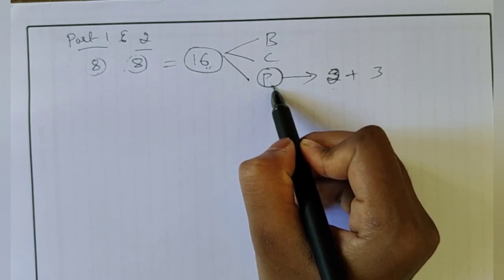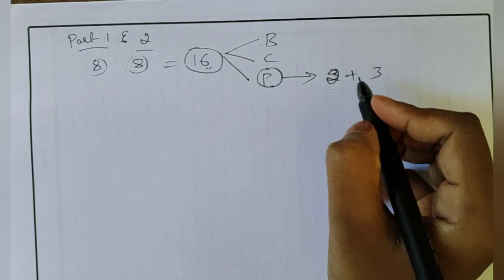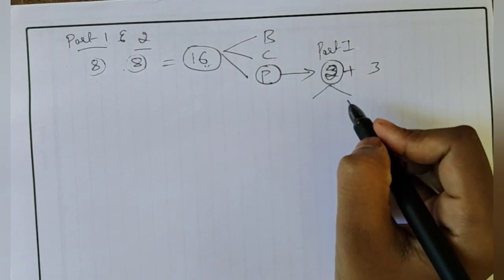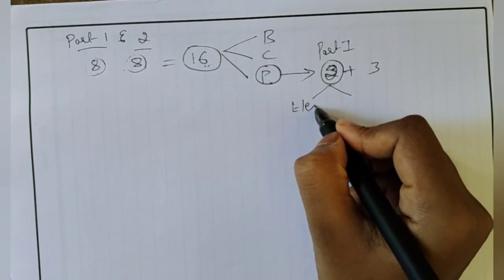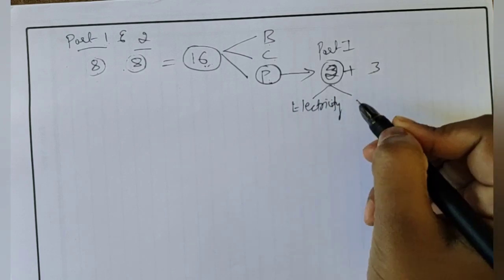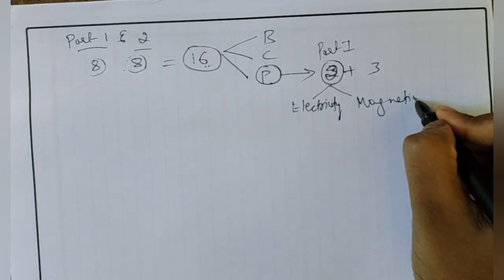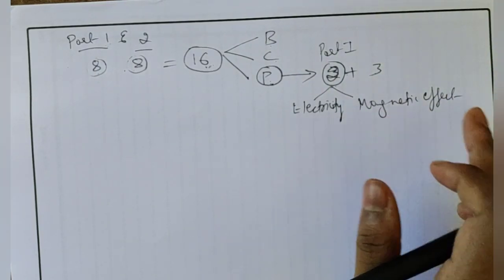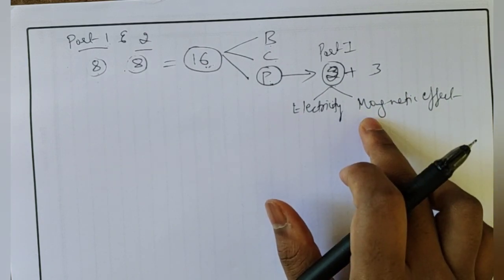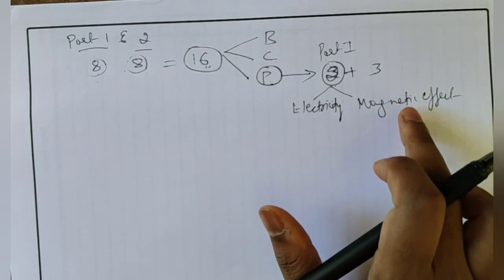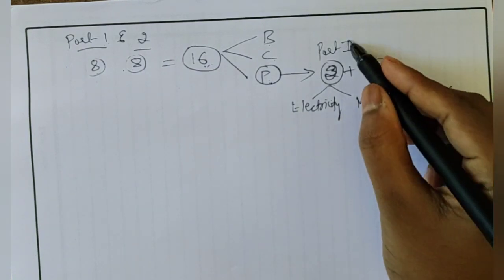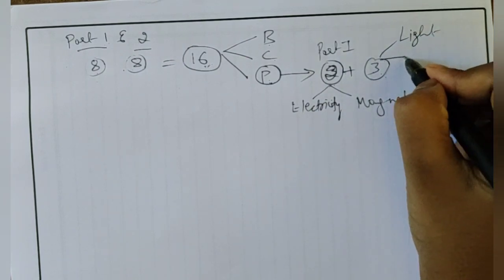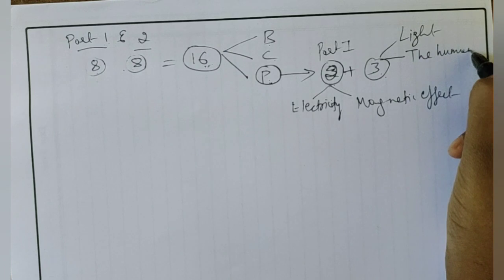In physics we are going to see 2 plus 3 chapters. Part 1 of the textbook contains 2 chapters which are highly important, that is electricity and magnetic effect. These two carry more weightage, and there is one more chapter from part 2 for your examination. In part 2 we have 3 physics chapters, and they are the light chapter and another one, the human eye.